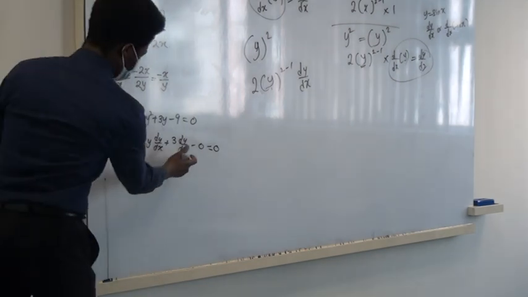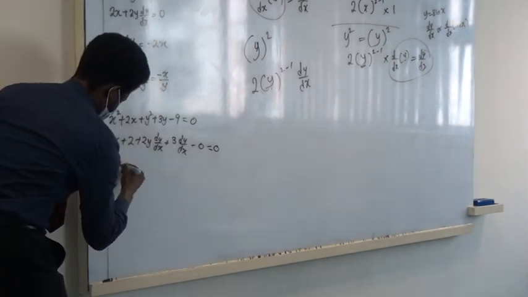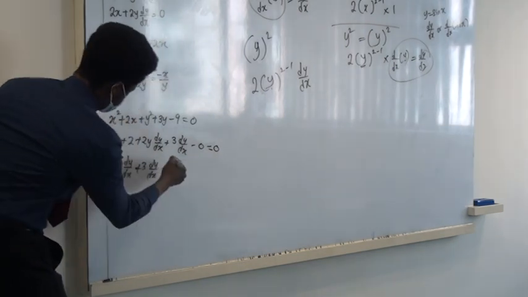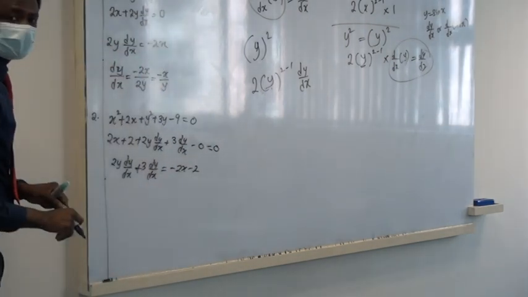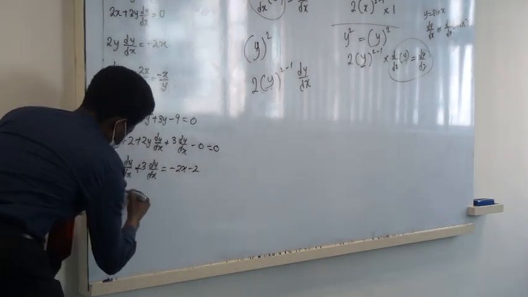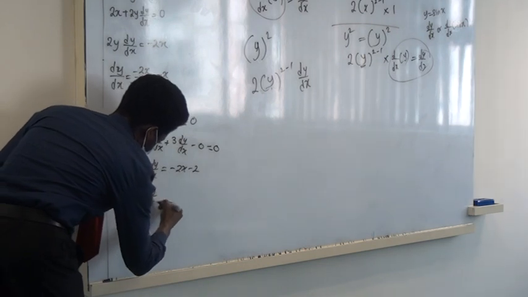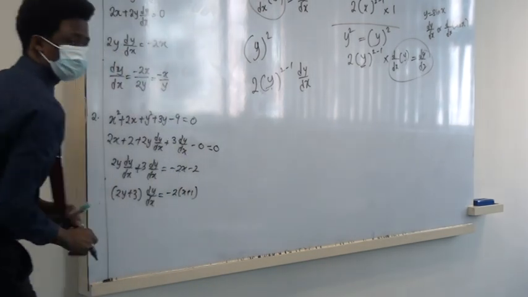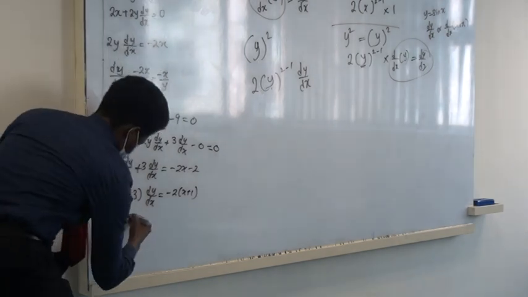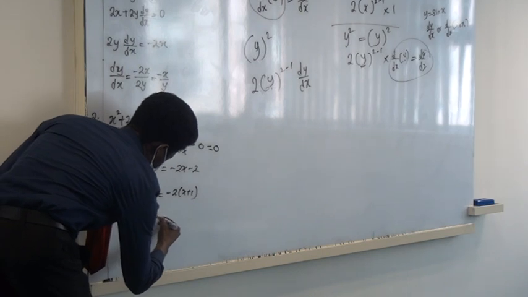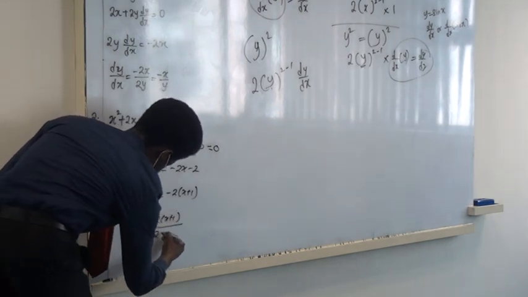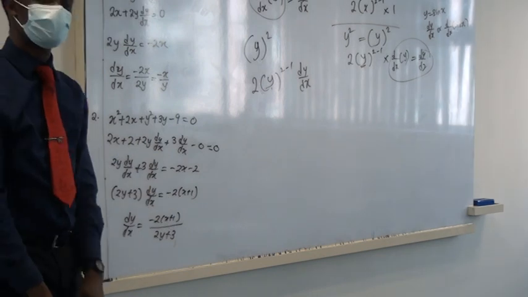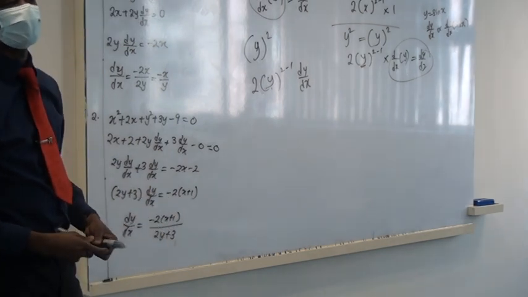Okay? So we have dy dx in two places. 2y dy dx plus 3 dy dx is equal to negative 2x negative 2. Yes or yes? Yes. Then you factorize. And that is negative 2x plus 1, and straight equal. So dy dx is now negative 2x plus 1 divided by 2y plus 3. So if a question says, find the gradient at point 1, 0, then you substitute x is equal to 1, y is equal to 0 here, and that's your gradient.